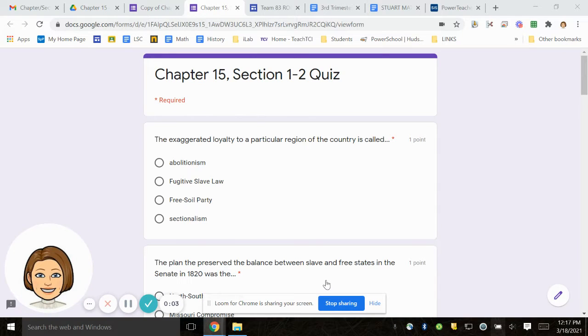Chapter 15, Sections 1 and 2, History Quiz. Number 1. The exaggerated loyalty to a particular region of the country is called abolitionism, fugitive slave law, free soil party, sectionalism.